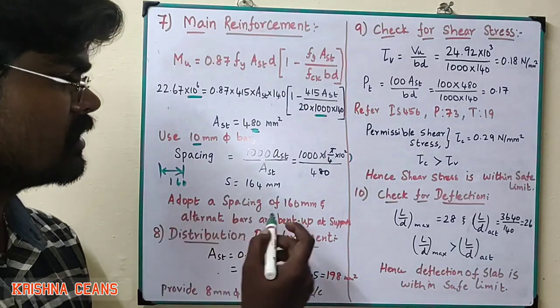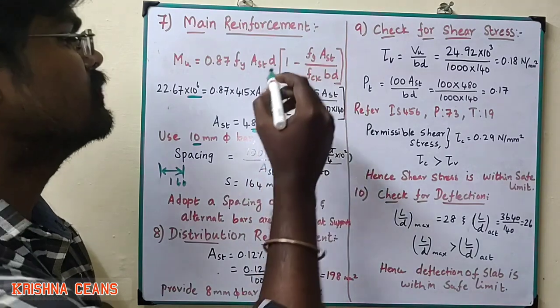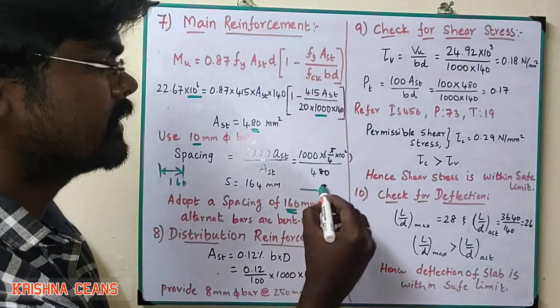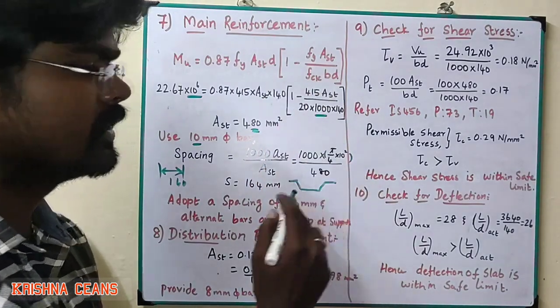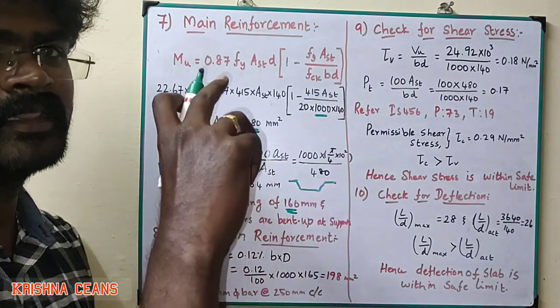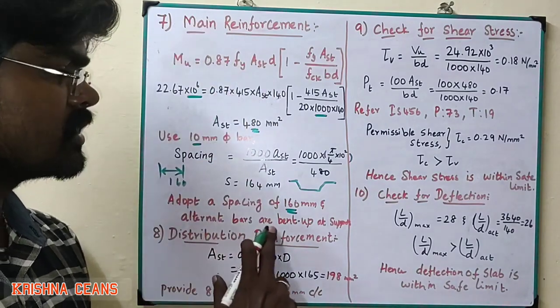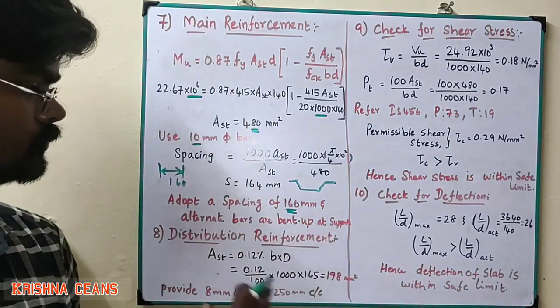So adopt a spacing of 160 mm. And since it is a slab, we have to provide alternate bars. One bar we have to bend like that, another bar will be provided in the flat, since we have to maintain that overall thickness. So alternate bars are bent up at support.